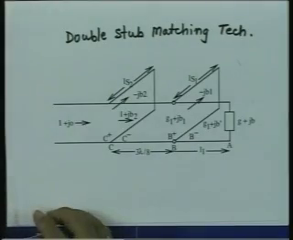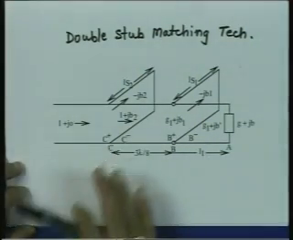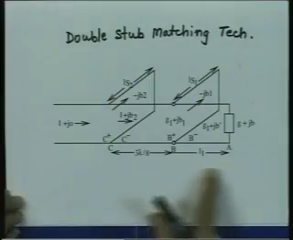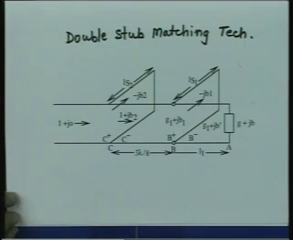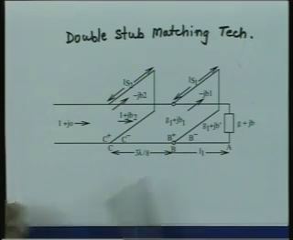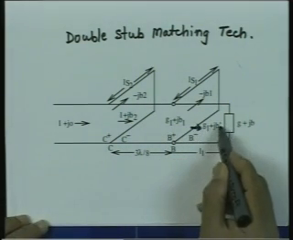The separation between the stubs is generally taken as 3 lambda by 8. Why do we choose 3 lambda by 8? We will see a little later, but at the moment let us say that the separation between the stubs was fixed, which was 3 lambda by 8, and the location of the first stub also was fixed, that was L1. So, the impedance seen at this location here just before this, which is G1 plus JB prime.